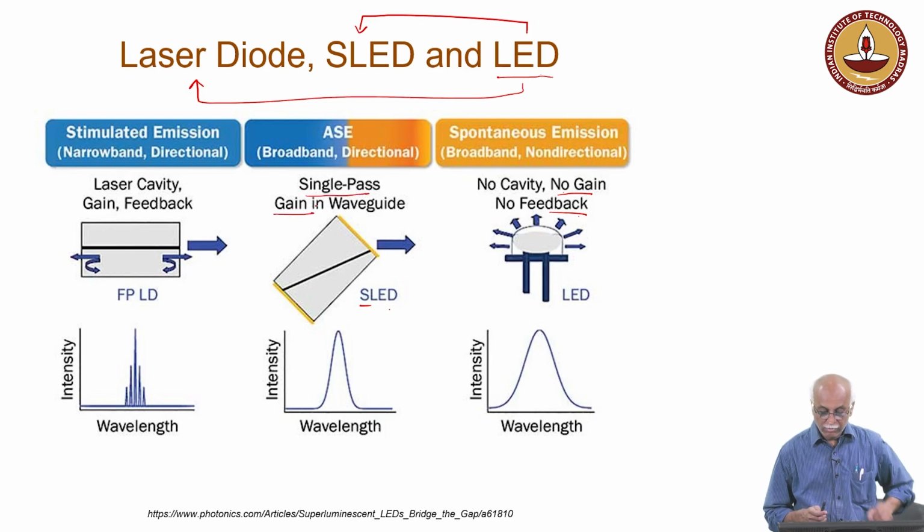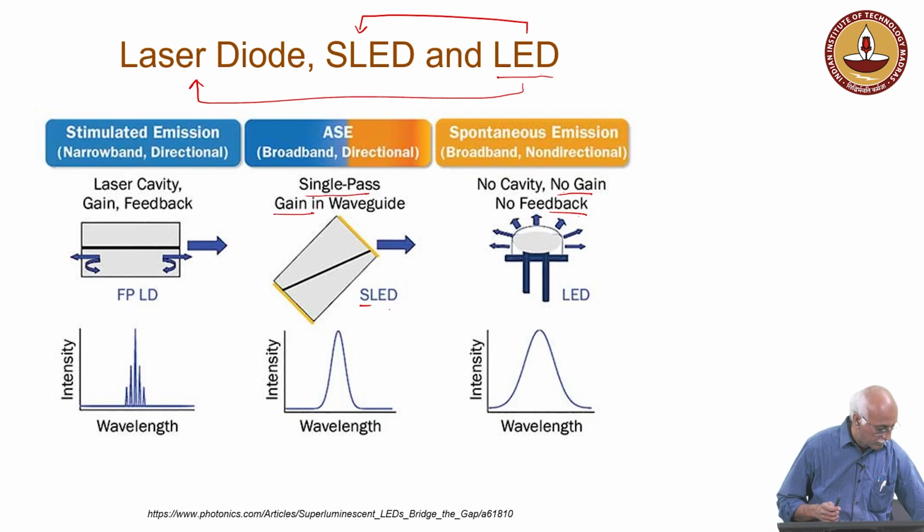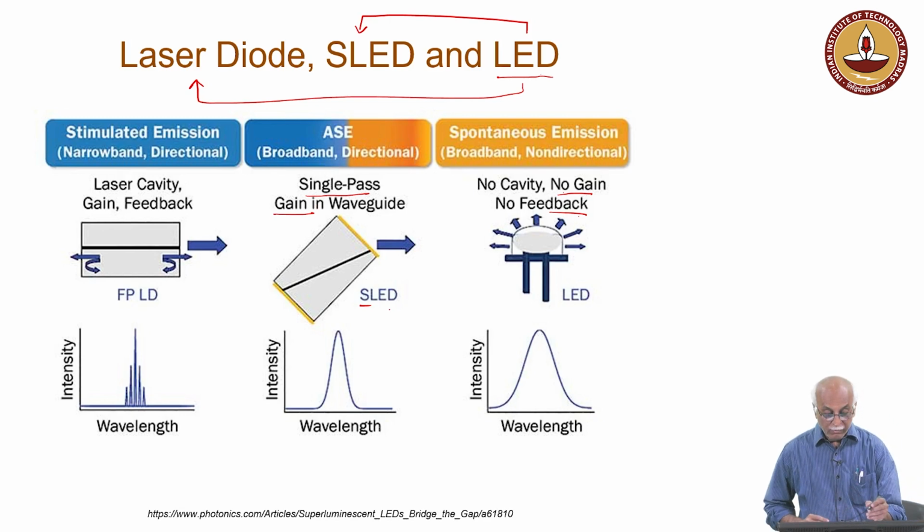Okay. And when we end up with multiple passes of this gain and feedback, we can achieve a laser output. As it is, if you see from these pictures, it is very difficult to find out what exactly is the difference. Of course, one thing that you can see is that the light over here is diverging in different directions. Light over here is emitted in one particular direction.